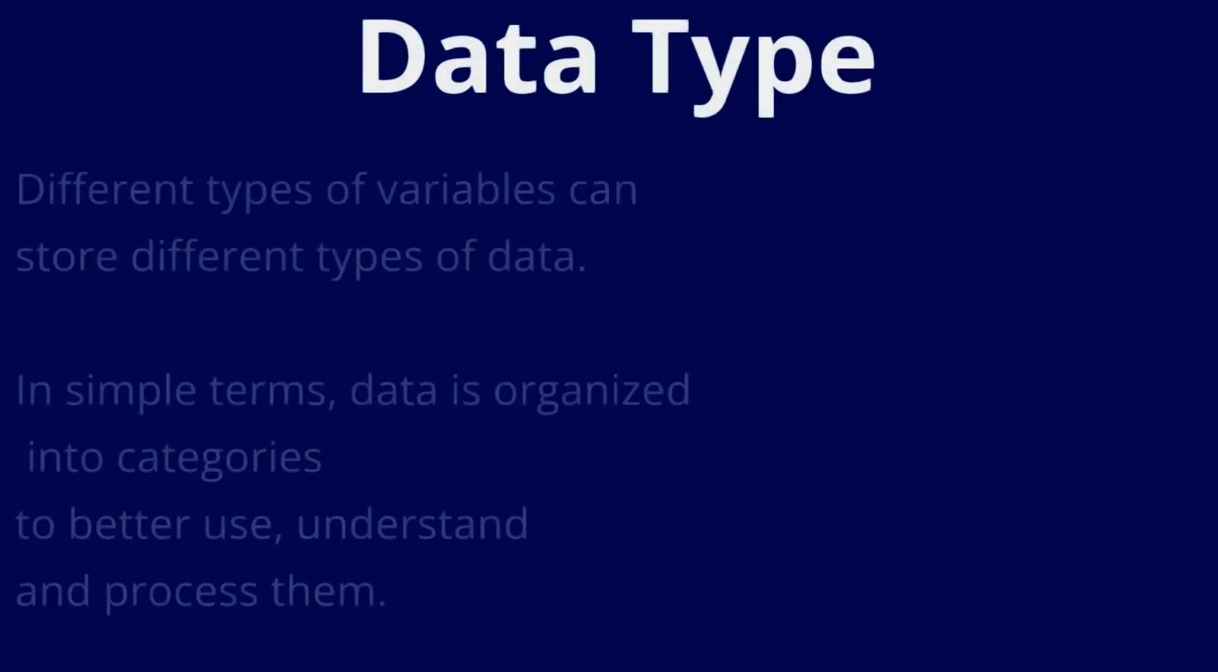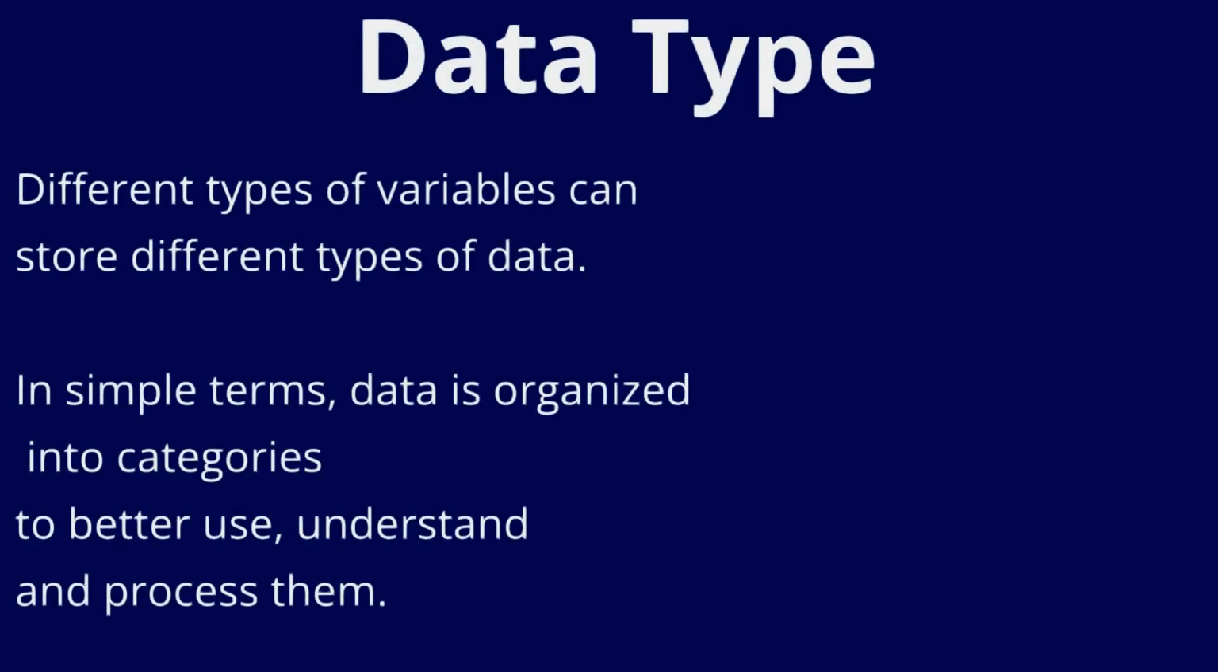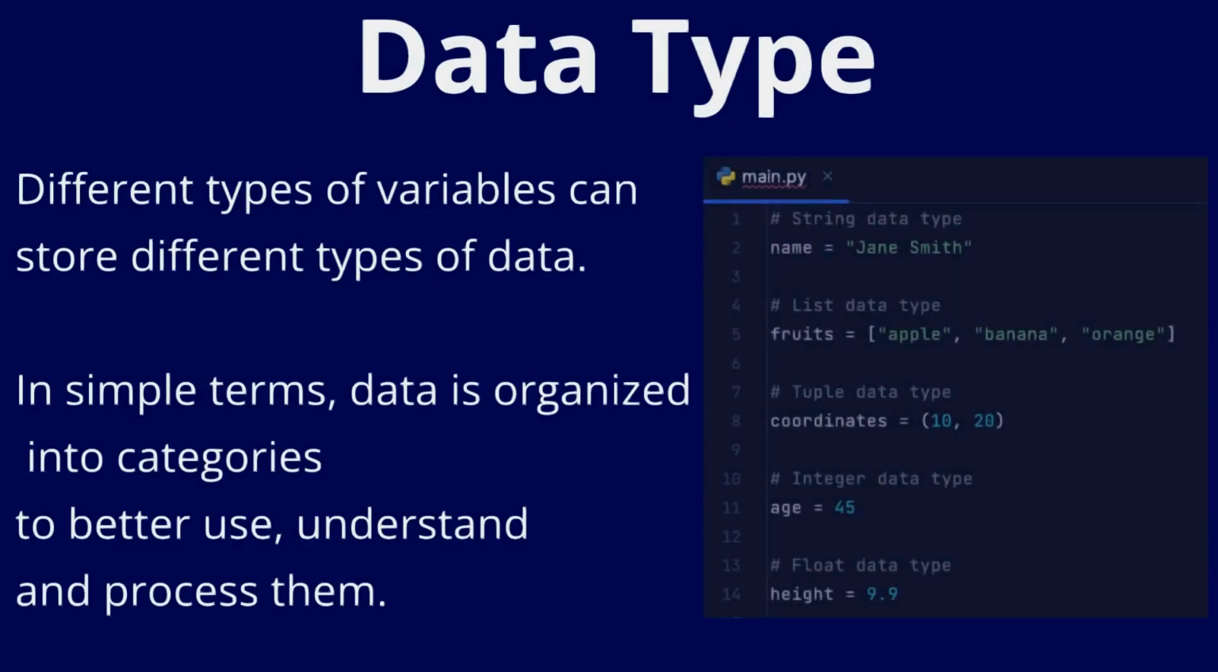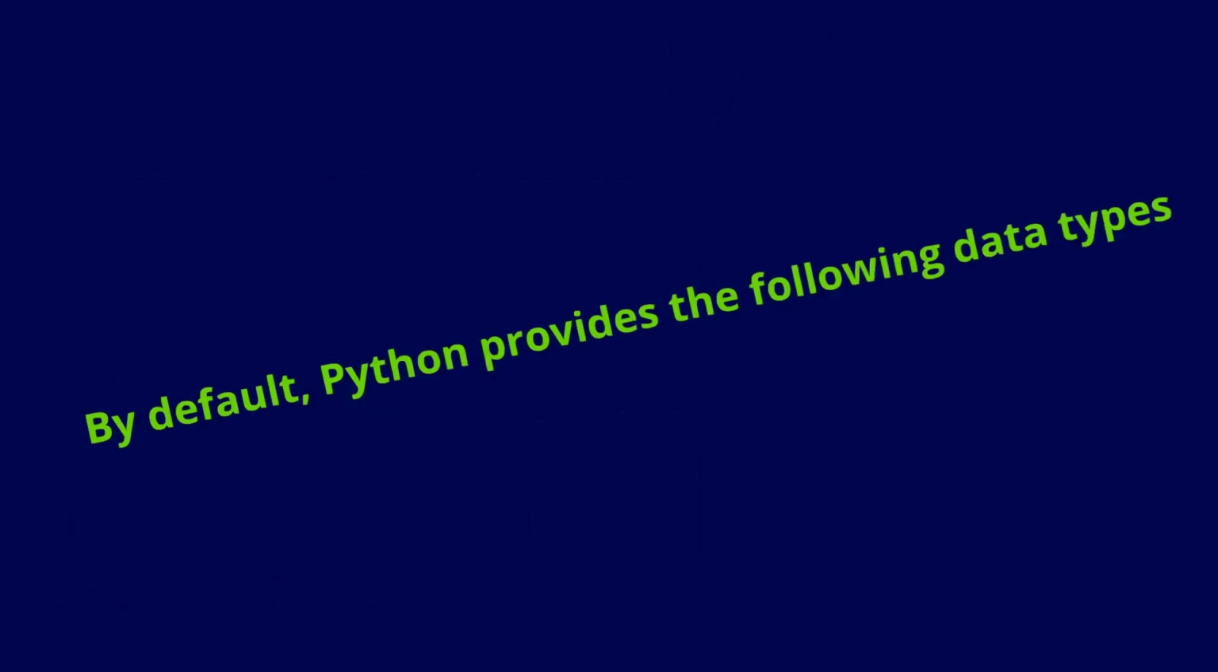Data types. A data type is an important concept in programming. Different types of variables can store different types of data. In simple terms, data is organized into categories to better use, understand, and process them. By default, Python provides the following types.